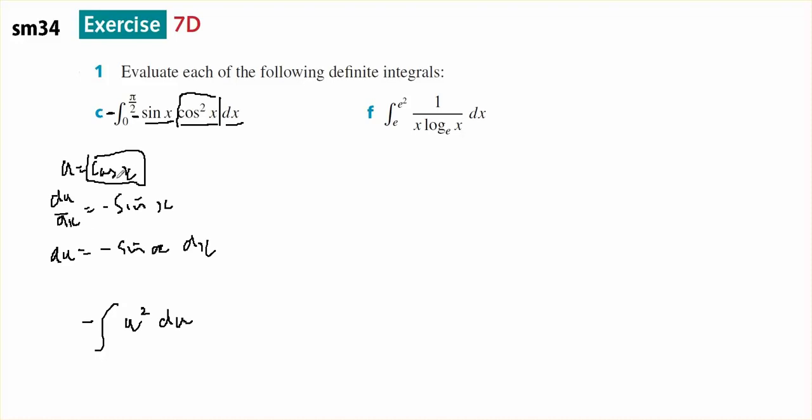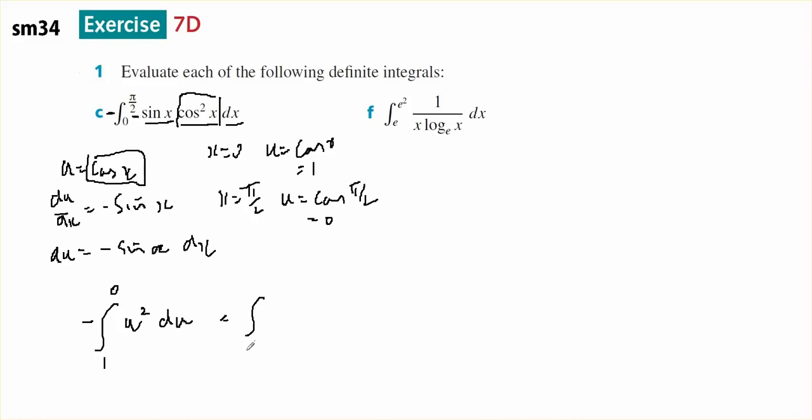So if u equals the cos of x, when x equals 0, u is going to equal the cos of 0, or 1. And when x equals pi on 2, u is going to equal the cos of pi on 2, which is 0. So I'm going from 1 to 0. Since I have a negative out the front, if I multiply them by negative 1, that's the same as swapping the terminals around and making it positive.